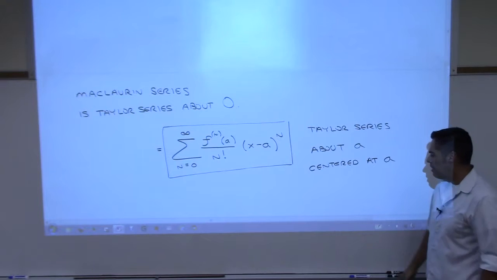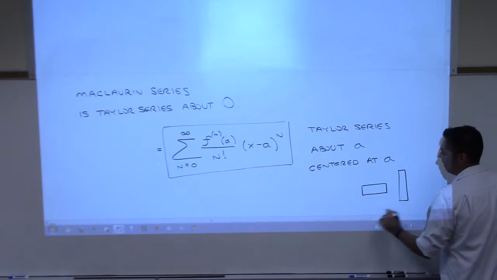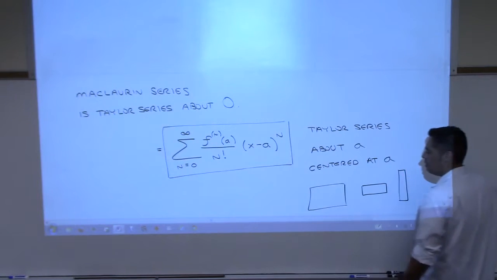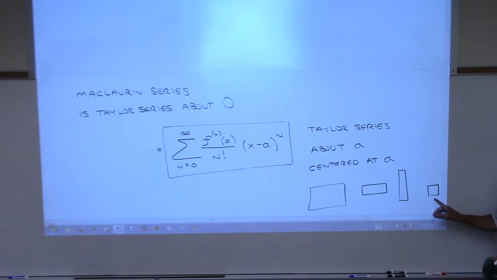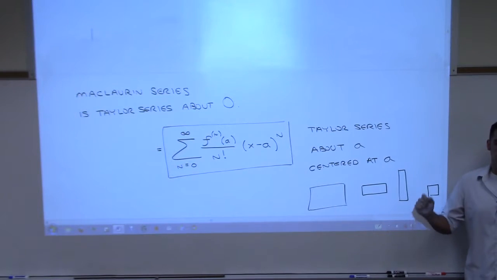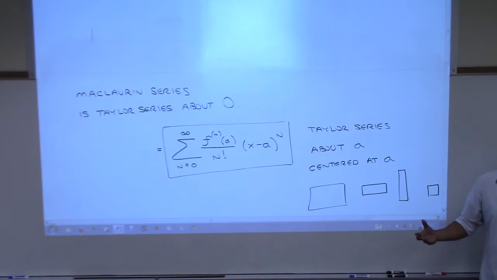So the best analogy I can make is, I can draw an infinite number of rectangles, right? But a square is a specific rectangle, isn't it? So a Maclaurin series is a specific Taylor series when a is 0. Otherwise, the Taylor is more general. Make sense?